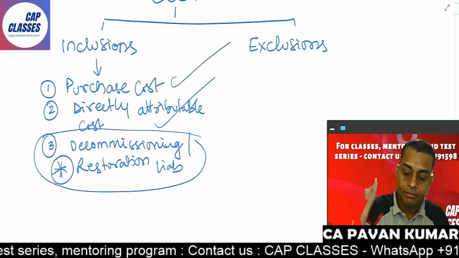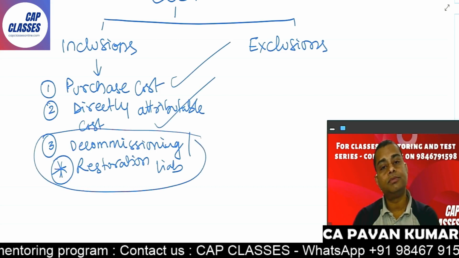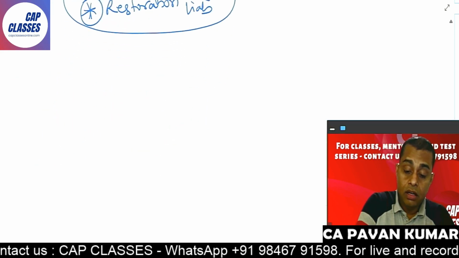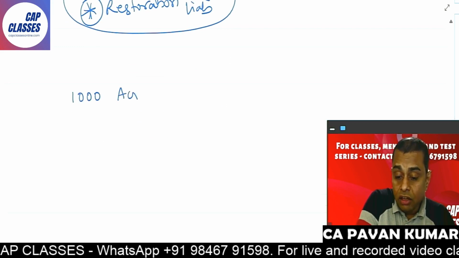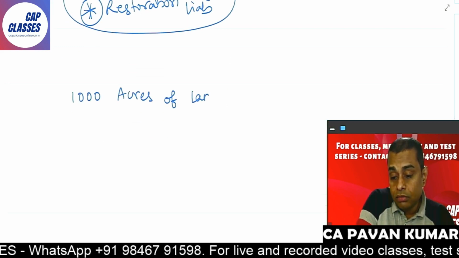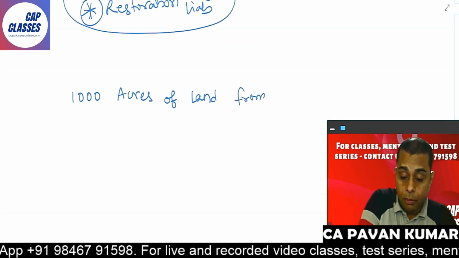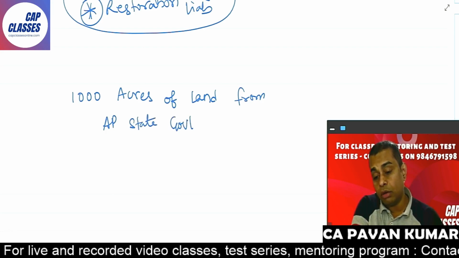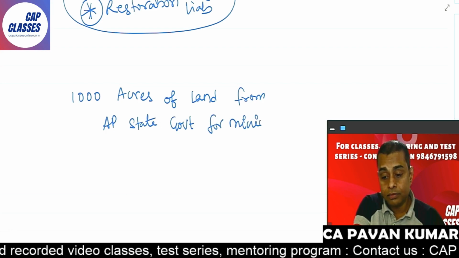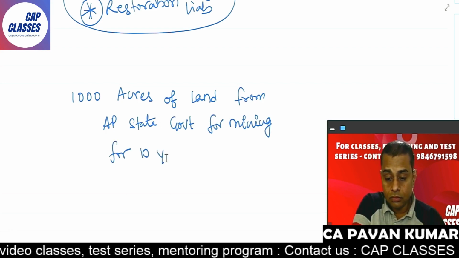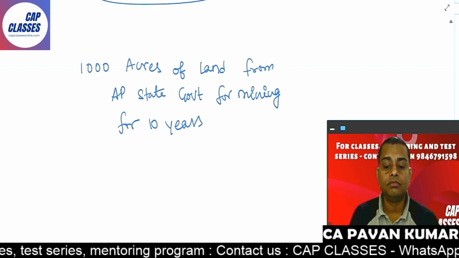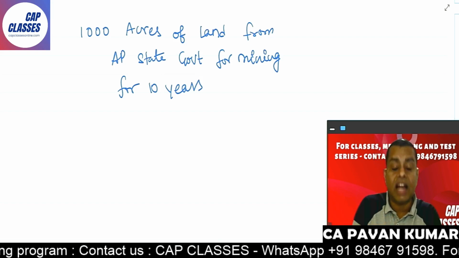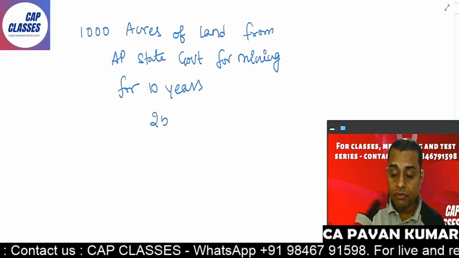What is this? Simple. Sometimes what happens, imagine you have taken 1000 acres of land from the AP state government for mining for 10 years. Now imagine you have to pay upfront to acquire this right. Upfront, you need to pay, say for example, 2,500 crores.